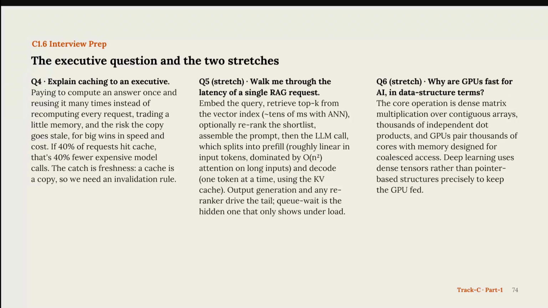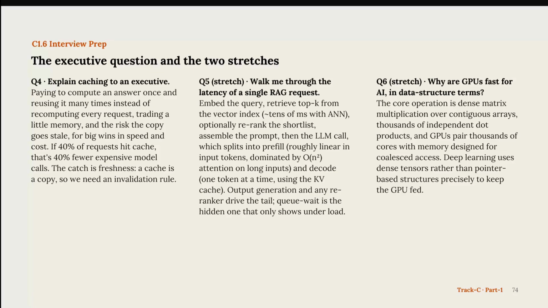Somebody says, hey, explain caching to an executive. We looked at this: every time a token is generated, it compares against the existing tokens. If we were to generate tokens every time, it would cost us a lot more, versus if we just cached it and looked at the cache and took those required tokens. So cache helps us avoid regeneration of tokens, which is of the order of n squared, and rather makes it of the order of n. And if 40% of requests are hitting cache, that's 40% fewer expensive model calls.